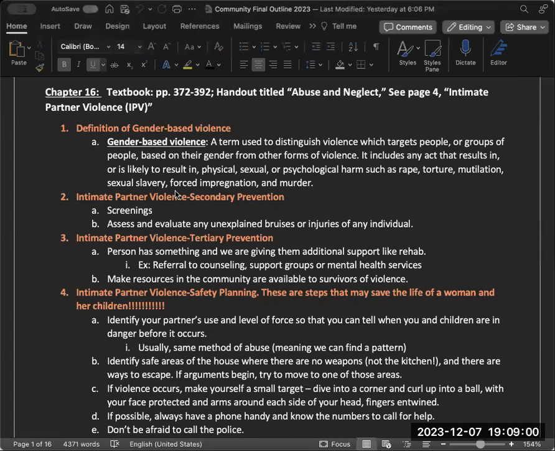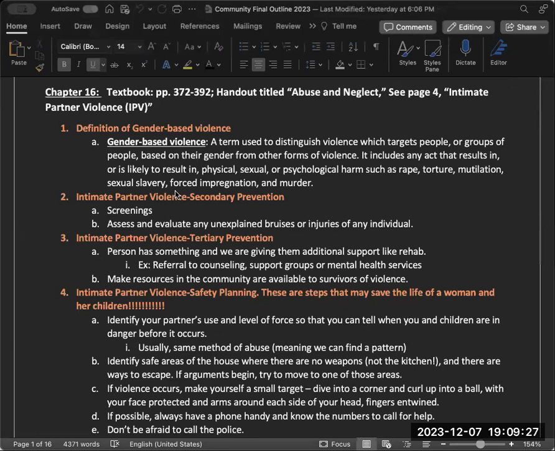And something that I also saw, I think in the ATI, was not specifically in the textbook. Under violence, I think under levels of prevention, I saw assessing and evaluating any unexplained bruises or injuries. So I figured, just in case Dr. D doesn't mention the typical example we've been thinking of as screenings, I provided this example as well that I thought could be used.